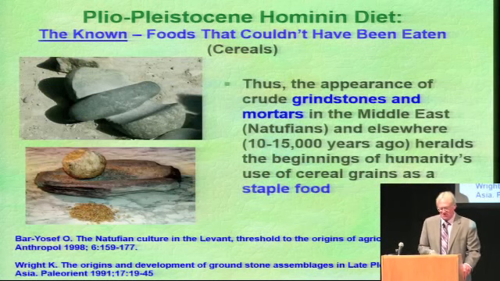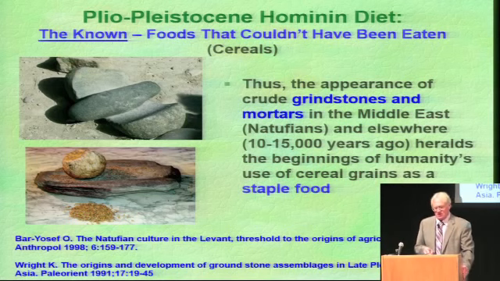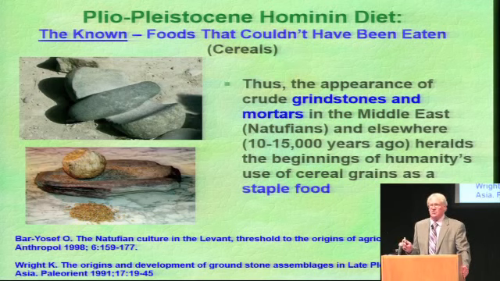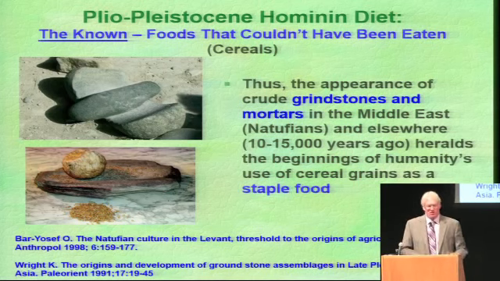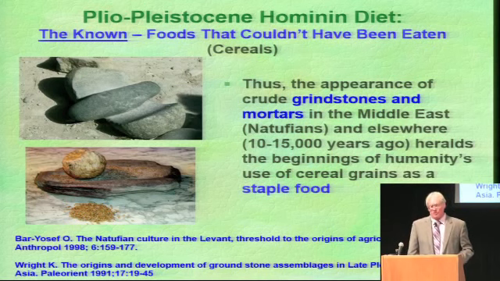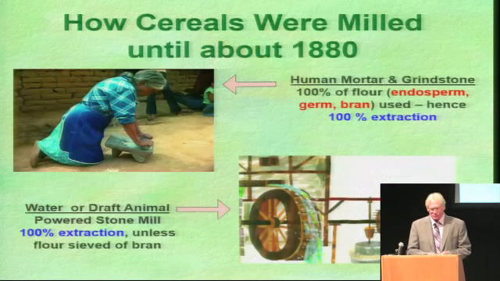The appearance of these saddle stones, crude grindstones in the Middle East, roughly 10 to 15,000 years ago, heralds the beginning of humanity's use of cereal grains as staples. And once again, we published a little rebuttal in the Proceedings of the National Academy, and then we published a more extensive paper. My colleagues, Pedro and Melan, who will be speaking to you later on, and I wrote a little bit larger article on this notion, rebutting the idea that people were eating grass seeds and grains way, way back.